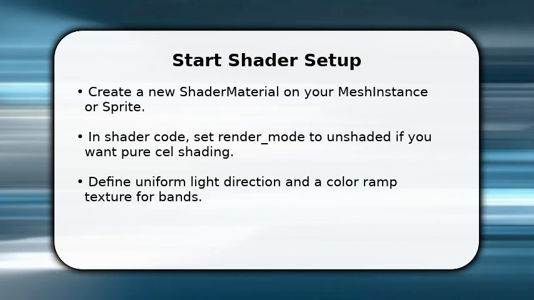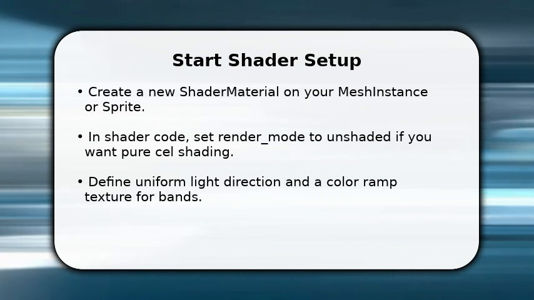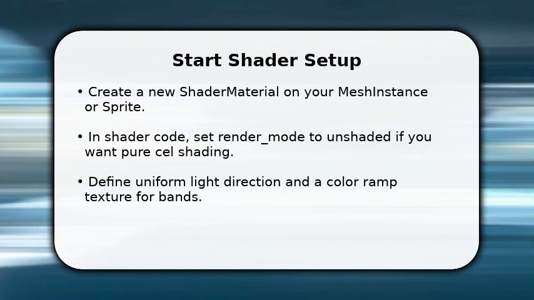lighting but simplify it. Next, define a uniform vec3 for light dir and sample a 1D color ramp or a small texture for quantized bands. Make sure to expose the ramp as a uniform so you can tweak bands live. This first step creates the foundation for sampling light intensity.